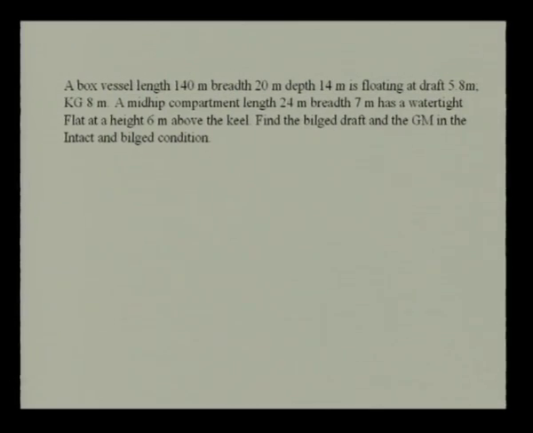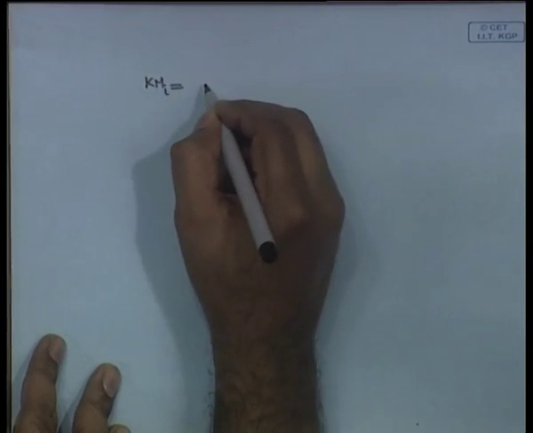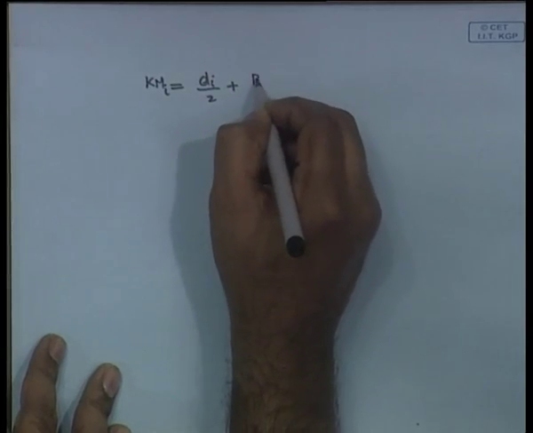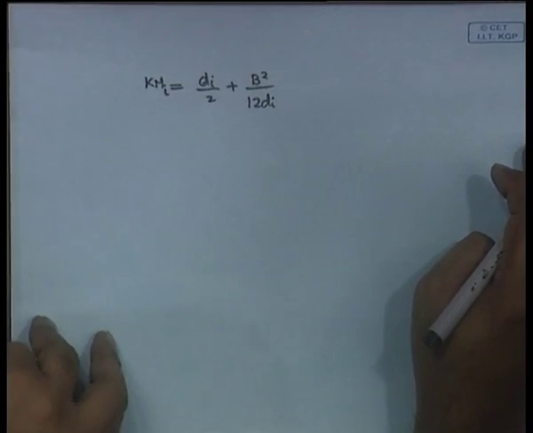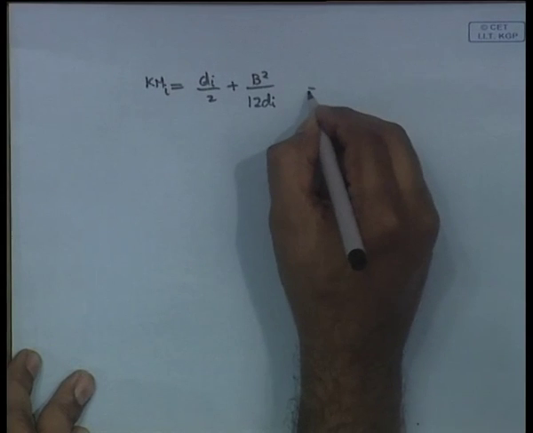Now, the other thing you are going to calculate: you are asked to find the bilged draft and you are asked to find the GM. Therefore, to find GM you need to find KG and KM. Now, KM, remember this is a box shaped vessel, we are talking about intact condition first. It will be a very straightforward formula. You have the box shaped vessel, you have the KM given by this formula, you do this, you will get it to be.